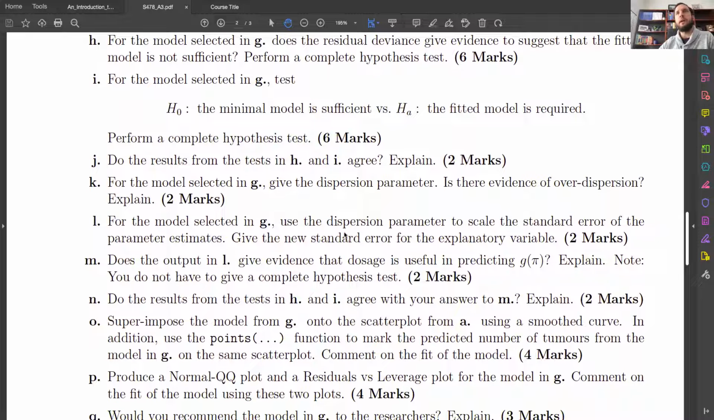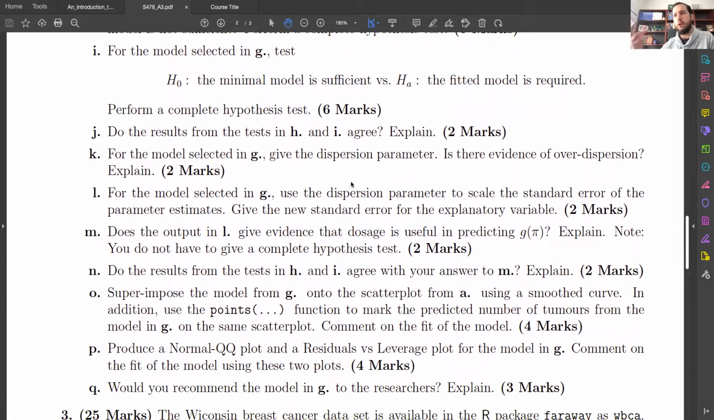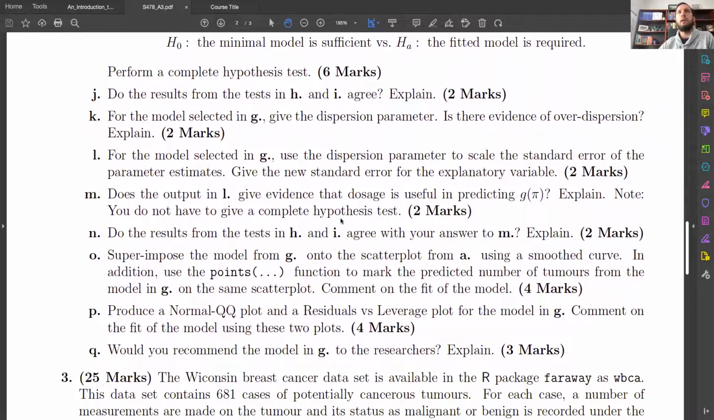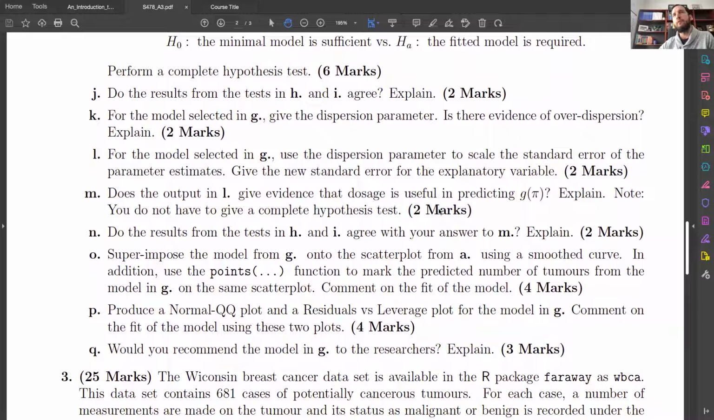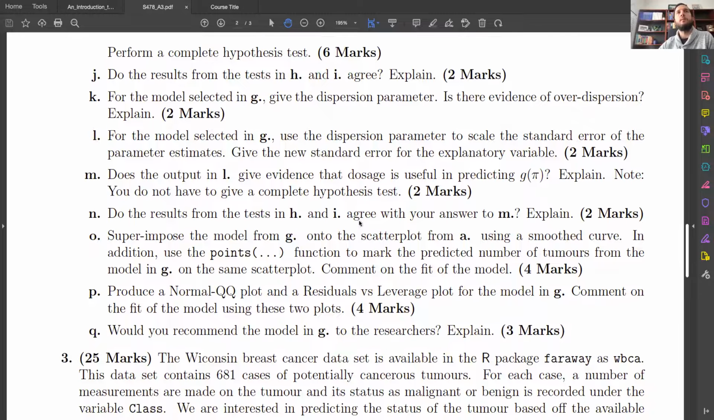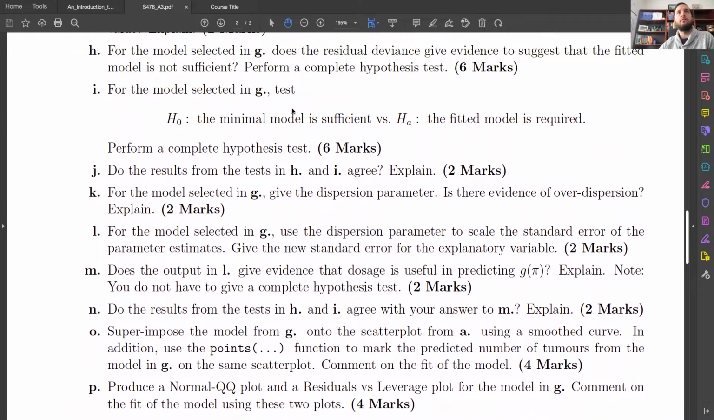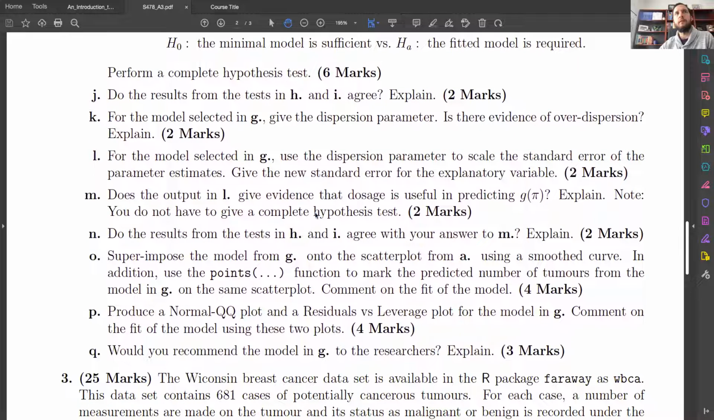In part L, you're going to be asked to scale based off of the dispersion parameter, regardless of whether or not there's evidence of over dispersion. Part M, you're being asked to evaluate the output from part L in terms of the coefficients and their associated Z-scores and p-values. Part N, you're being asked to compare the results from these 2 tests with the results from part M.